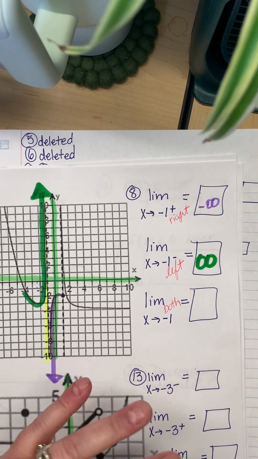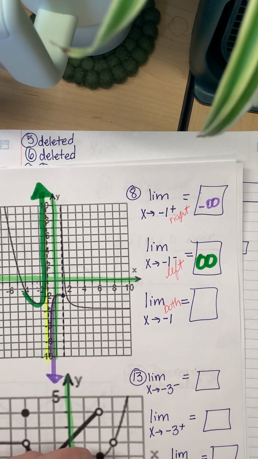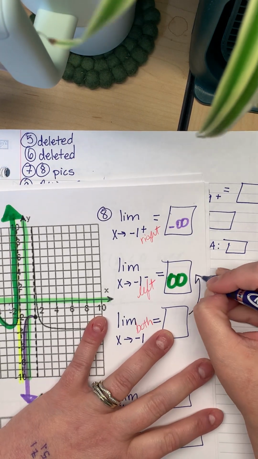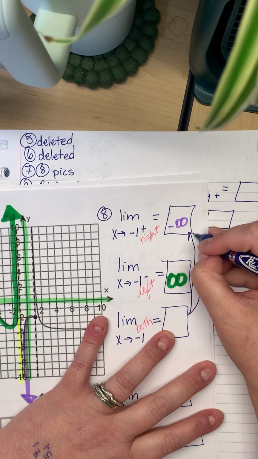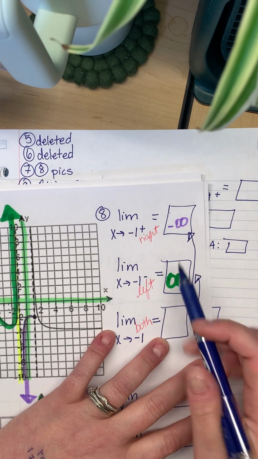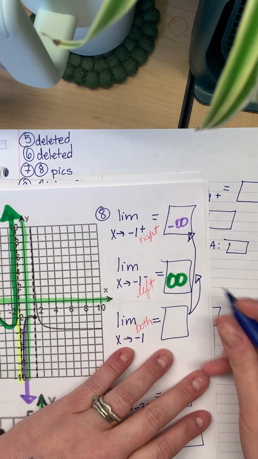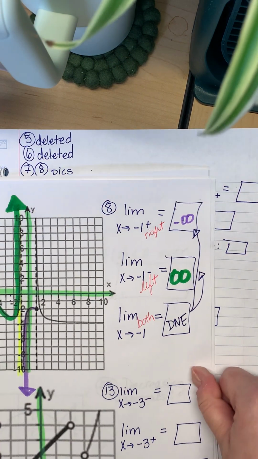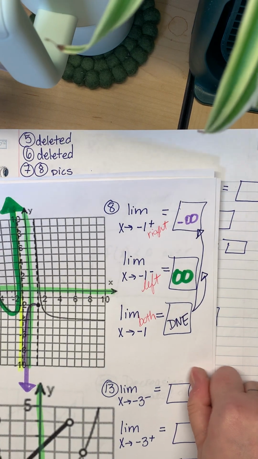Then when it asks what's the limit as x approaches just -1, we consider both the past two answers, and if the past two answers match, then that's our answer. But they don't match. One's positive, one's negative. So that limit does not exist. All right, let's keep going.